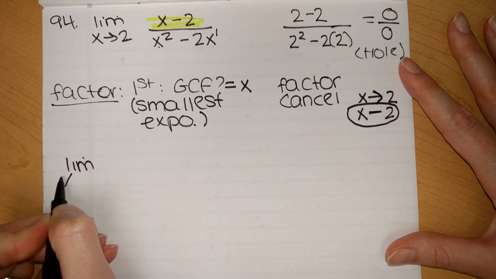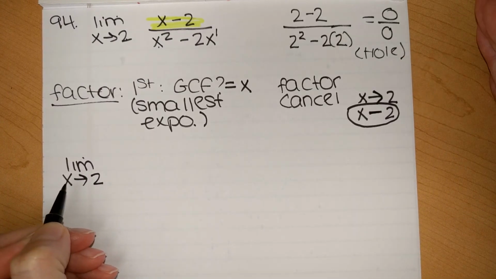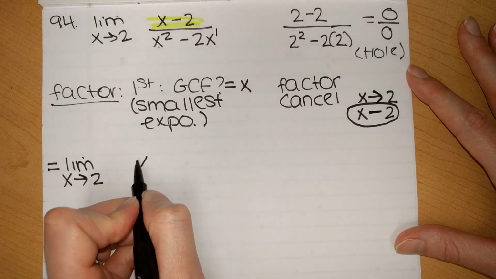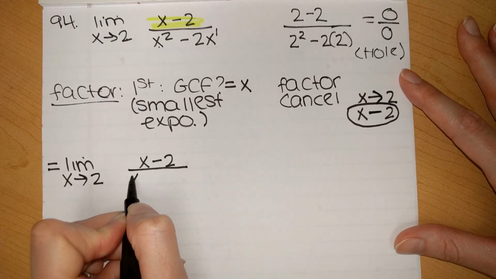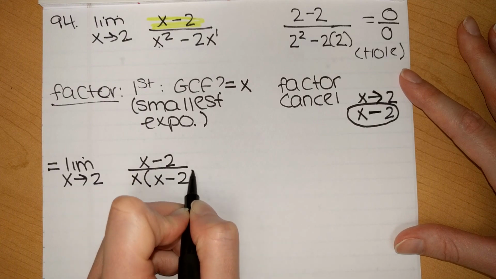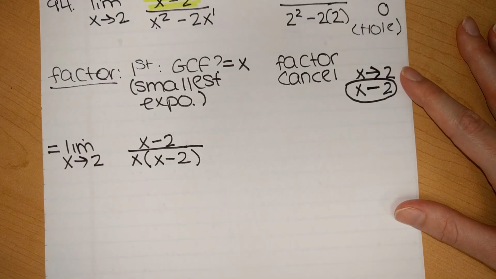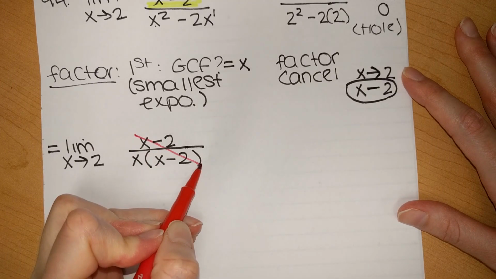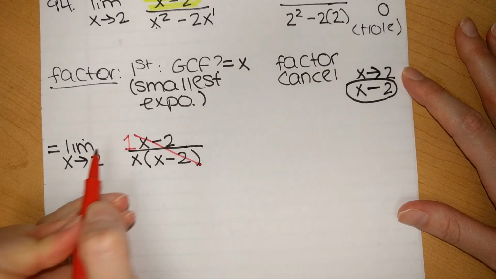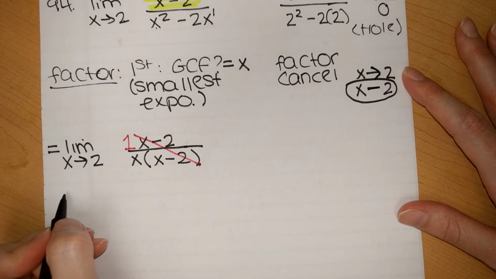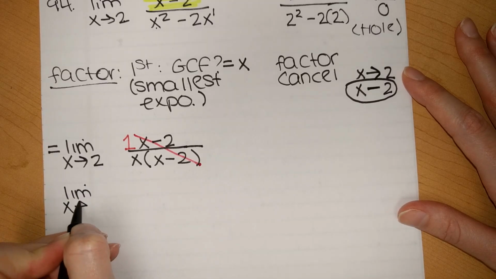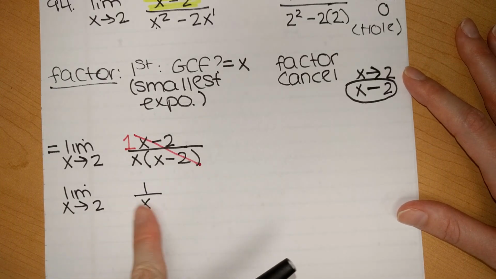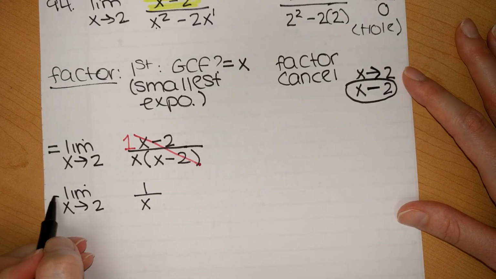Now, when I do that factorization, I still have x, so I still have this limit notation. So we have x minus 2 over x times x minus 2. It looks like we're making progress here because when we factor, we then see that these x minus 2's cancel, leaving us with a 1 in the numerator. So we have the limit as x goes to 2 of 1 over x. And again, we still have the x, so we still have the limit notation.